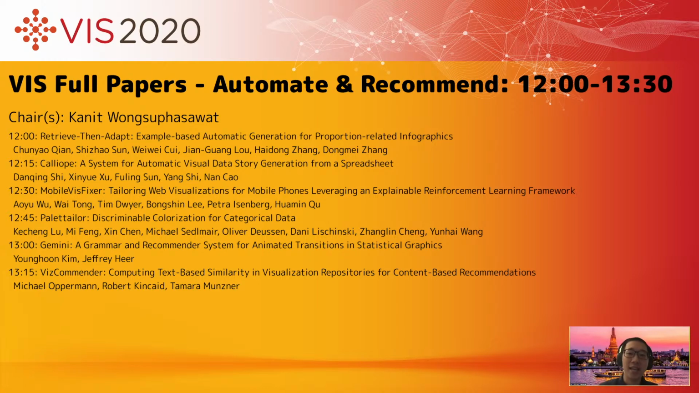We have 6 exciting papers for how we can automate the authoring of infographics, data story, mobile visualization, color palettes, and animation, as well as how to recommend contents from a visualization repository. So let's begin with the first paper, which is Retrieve, then Adapt, example-based automatic generation for proportion-related infographics. Chunyao from Peking University will be the presenter.